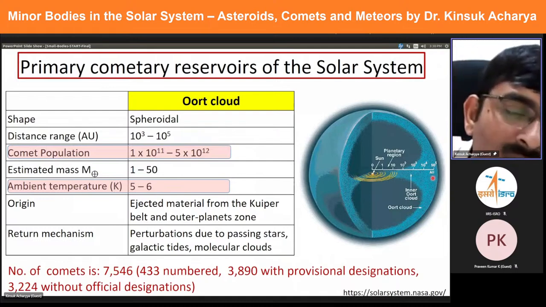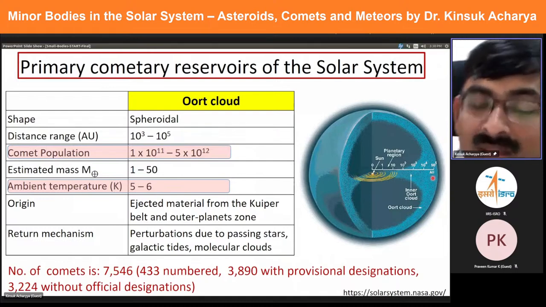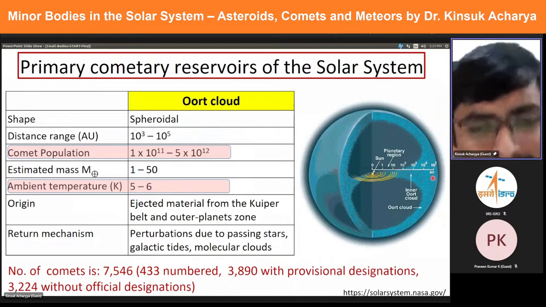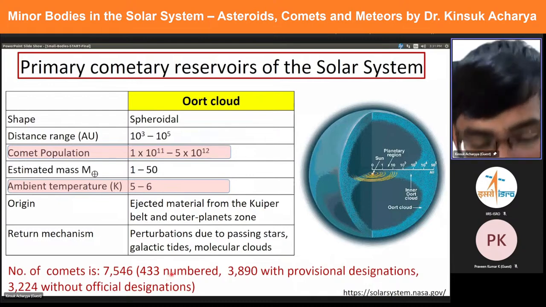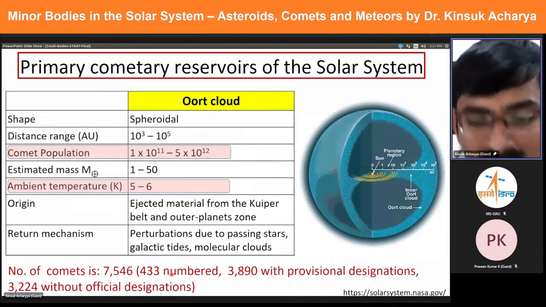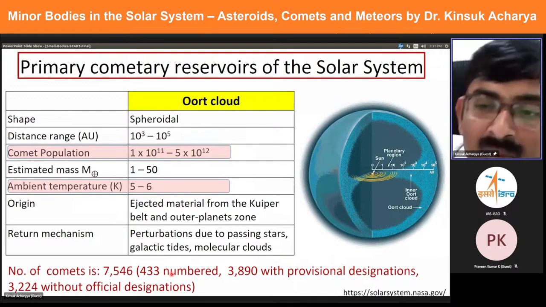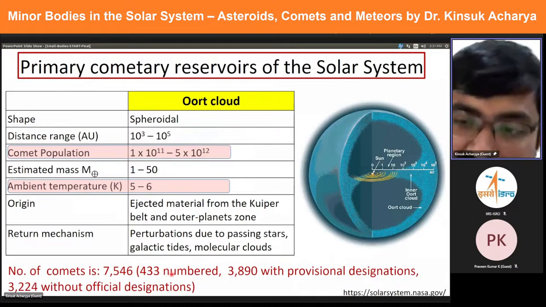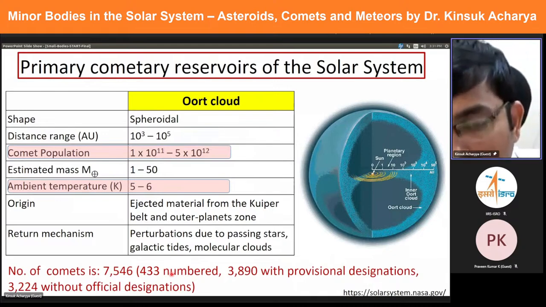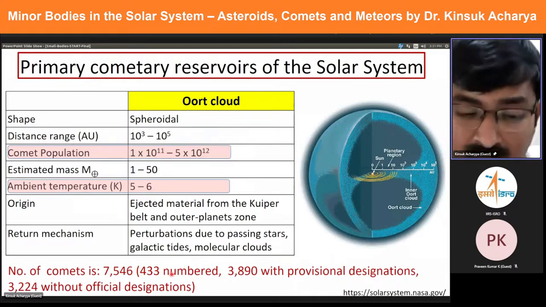So you can understand how remarkable these objects are to gather information. Although there are a large number of comets, only a small number have actually been identified, an even smaller number are numbered, and smaller still are studied. But these are the numbers people have calculated from various mathematical understanding and various models.